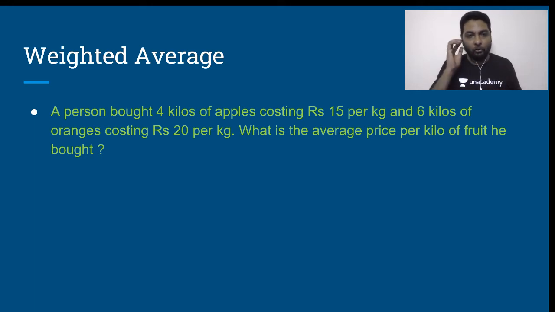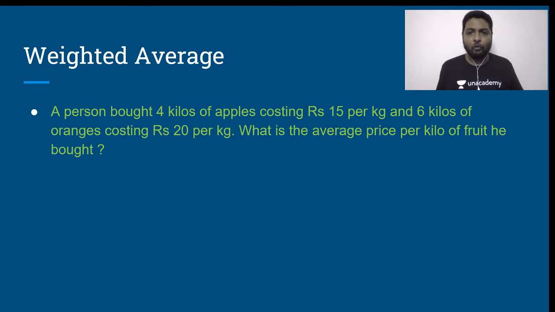We don't need to use a pen and a paper. We can solve it just orally. 4 kilos, 15 rupees per kilo. So how much money went out of the pocket? 60 rupees went out of the pocket to buy apples. Then 6 kilos at the rate of 20 rupees per kilo. How much money went out of the pocket? 120 rupees went out of the pocket. So totally how much money went out of the pocket? 120 plus 60, which is 180 rupees went out of the pocket.